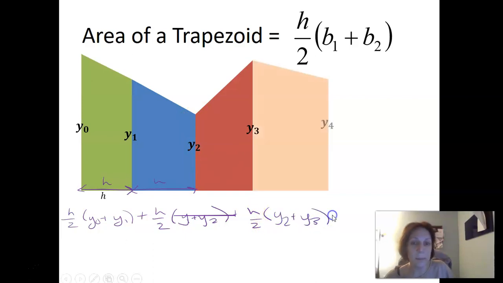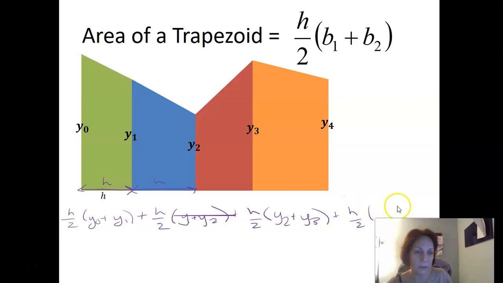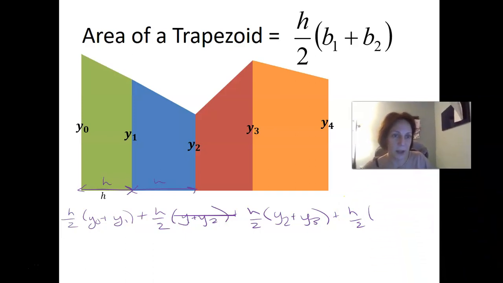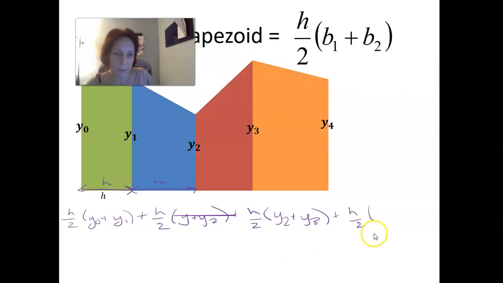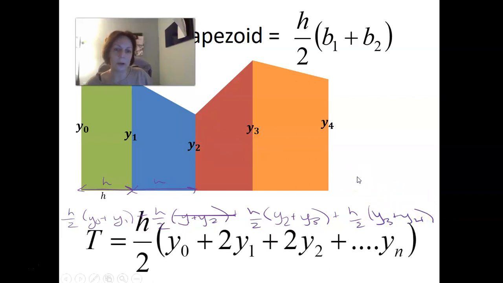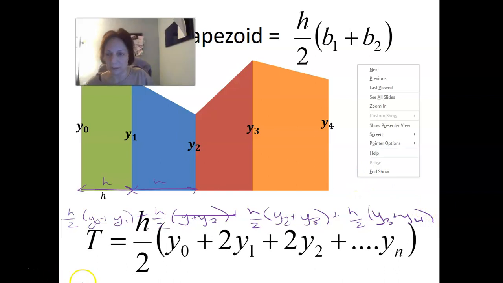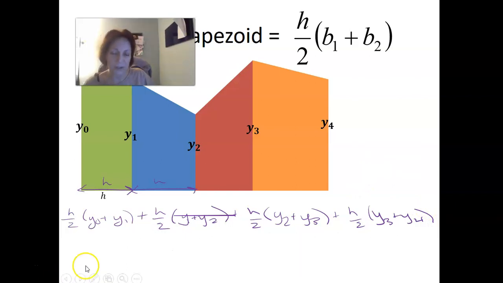And we can just keep going, right? Here's another one. My orange one, height over 2. This one is h over 2, y3 plus y4. Excuse my floating head. And I believe I have one more in here. Oh, no, I don't. Good. Wait, don't look at that yet. All right, so here's what I want you to look at.